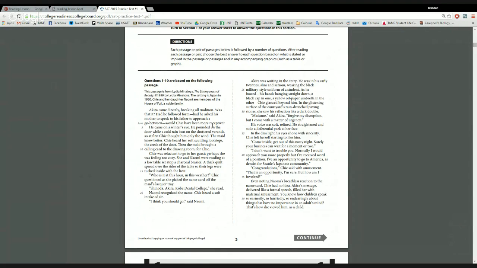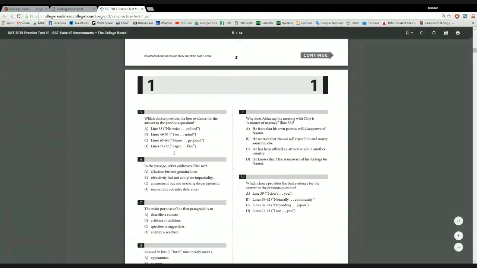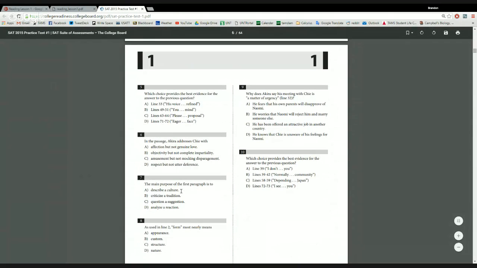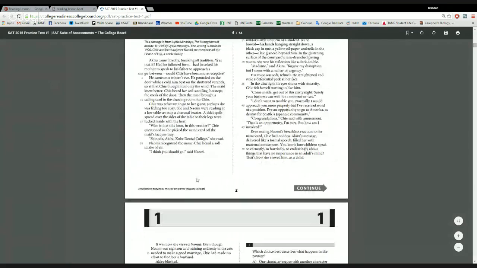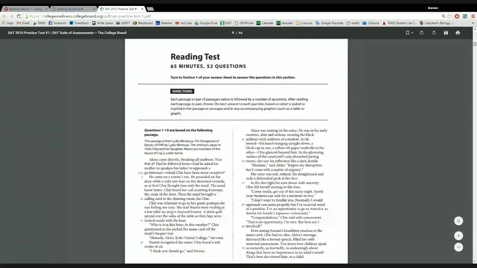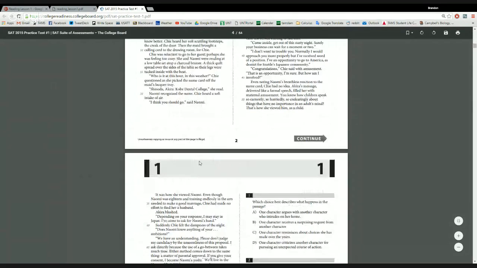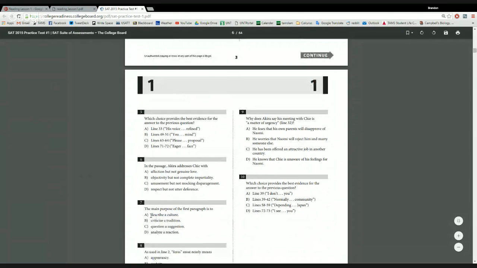Yes. Okay. Now for number 7, the main purpose of the first paragraph is describing a culture. Are we describing a culture here? Let's see. It does mention tradition, but it's not exactly describing. So in this answer choice, describing is the incorrect answer, so we're going to cross that out.